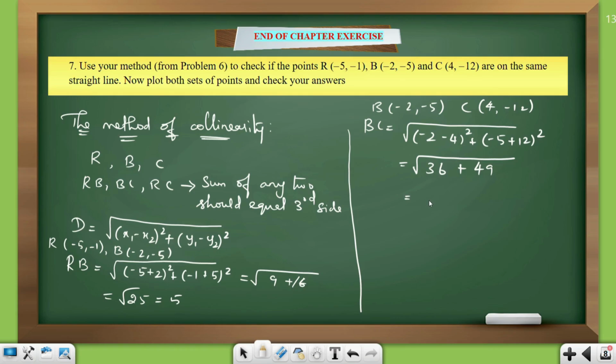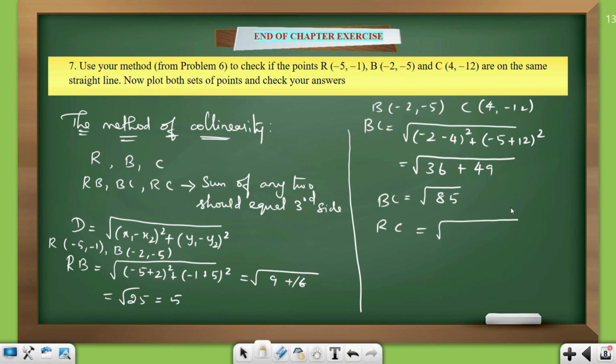So this is going to be under root of 49 plus 36, which is 85. Yes, it's root 85. Fine. Next, the third side, AC.